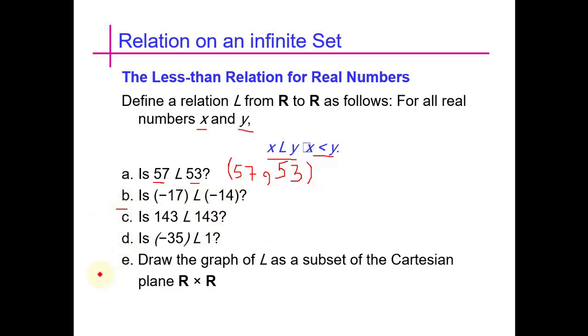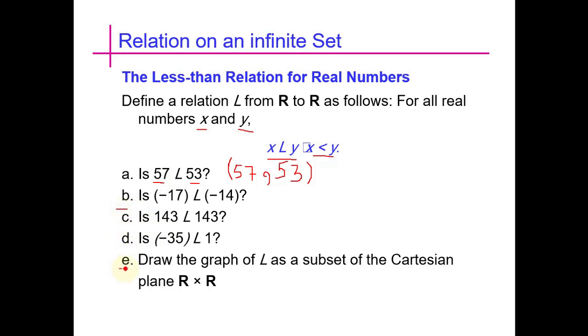In the B part, is minus 17 less than minus 14 or not? We see here minus 17 is less than minus 14, so these two numbers are related and considered to be in the relation. Similarly, other questions can be answered.